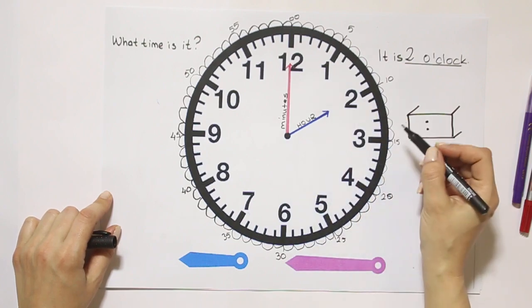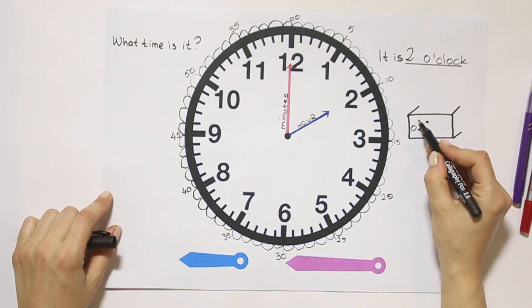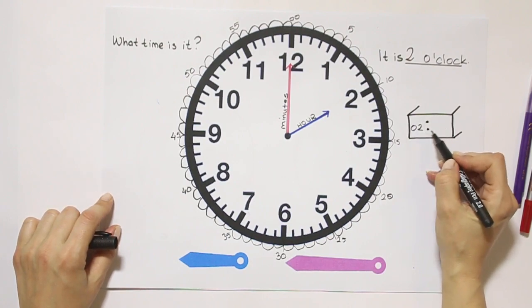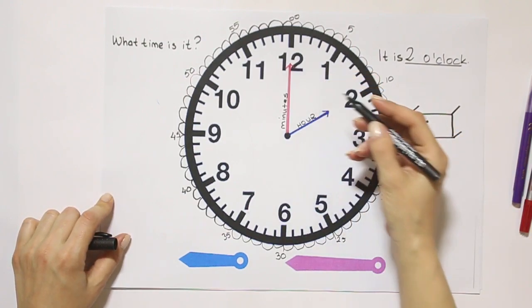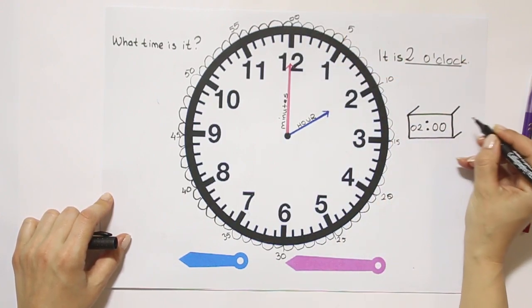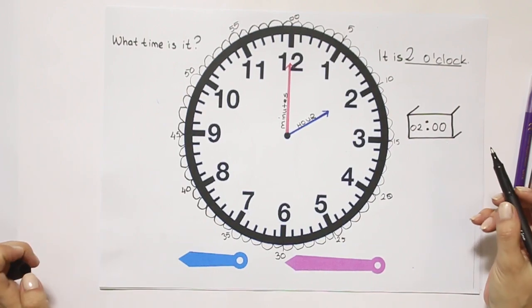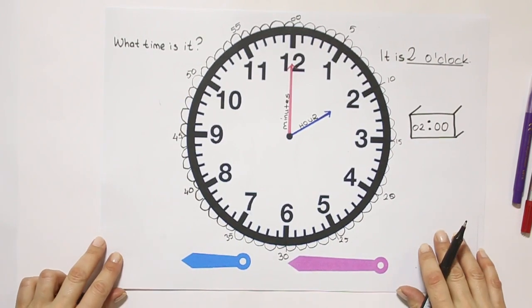The hour shows in the first numbers on the digital clock. The minutes here are showing us 2 zeros. This is how it looks on a digital clock. Let's look at some more examples.